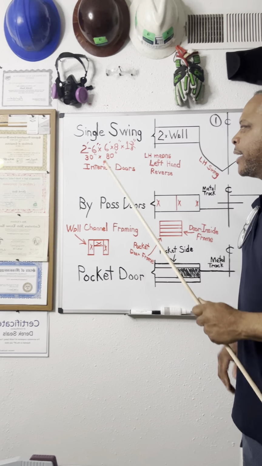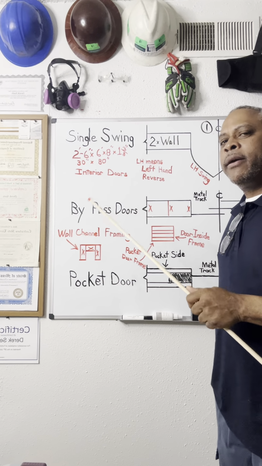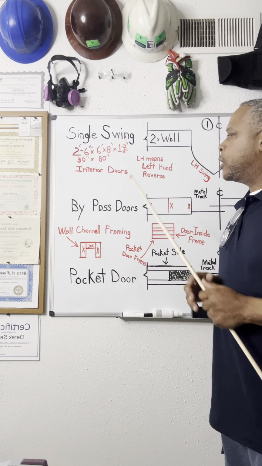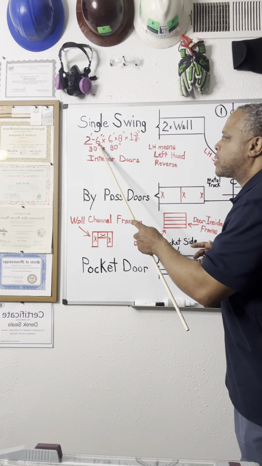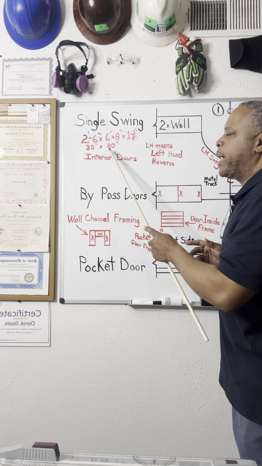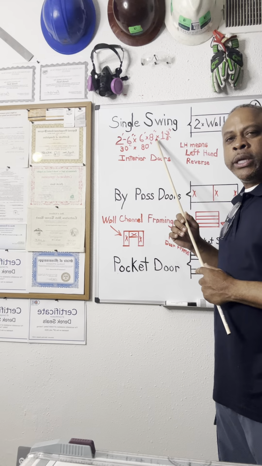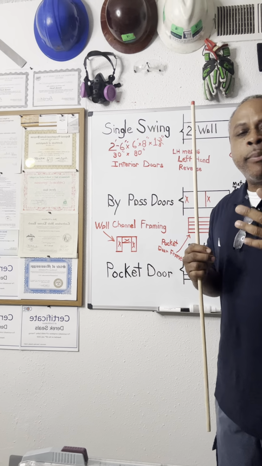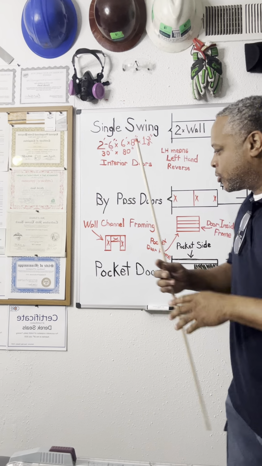Remember that when you estimate. 2 by 4 by 1 3/4, 2 by 6 by 6'8", 30 inches by 80 inches. You also need to break this down in inches as well as feet, that way you can get an accurate measurement. Going back to those videos again.